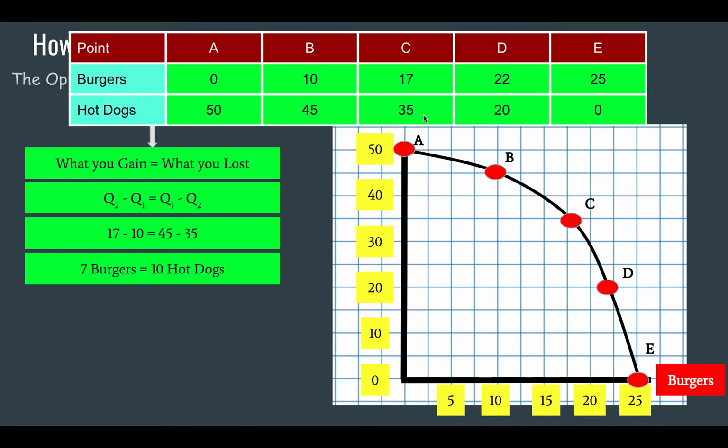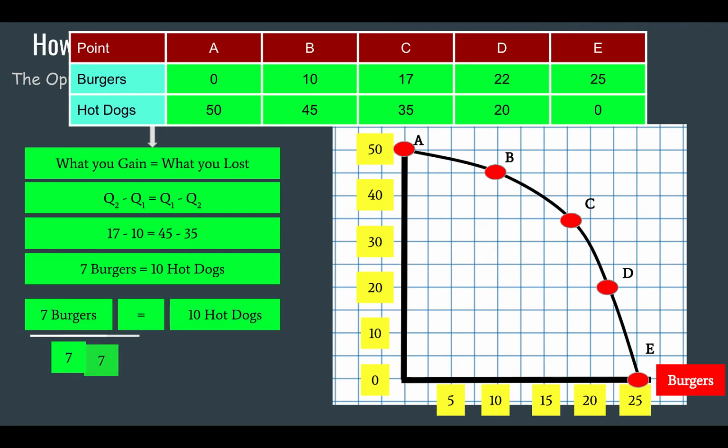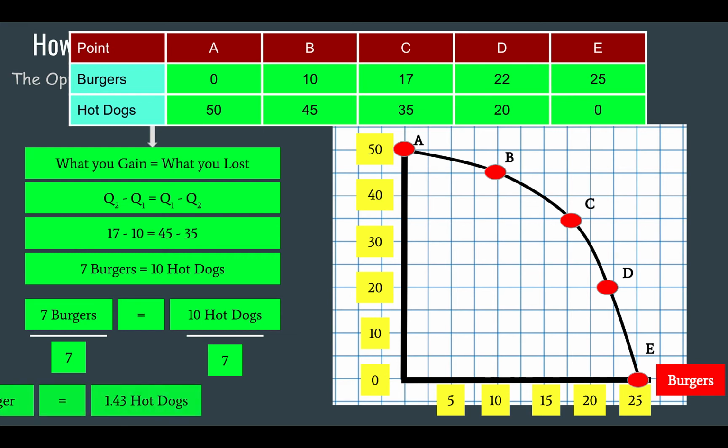But please, guys, please, always write it in that way. What you gain equals what you lost. So 7 burgers equals 10 hot dogs. So we're going to divide both sides by 7 in order to get just the per unit opportunity cost of adding a burger, talked about in terms of hot dogs. So I would say, look, in order to get one more burger moving from B to C, we have to give up 1.43 hot dogs.